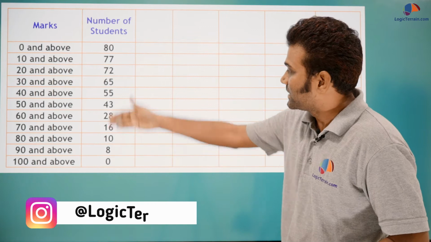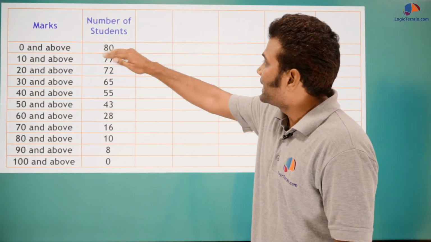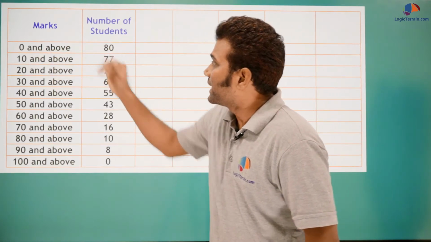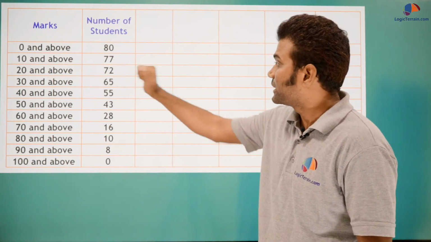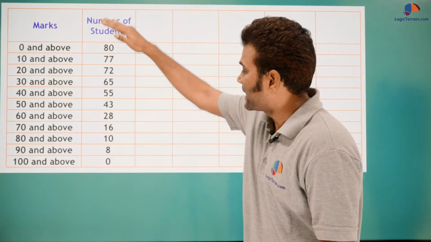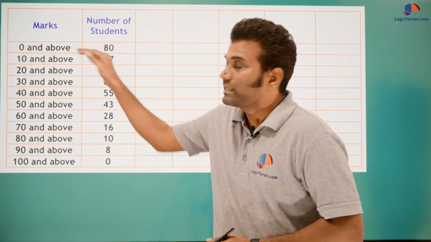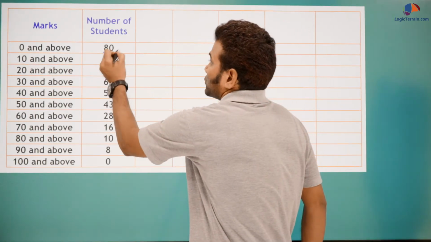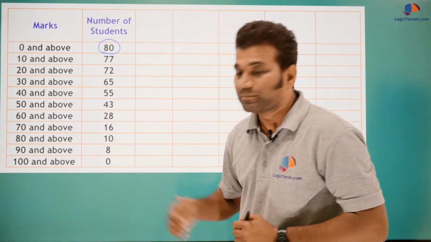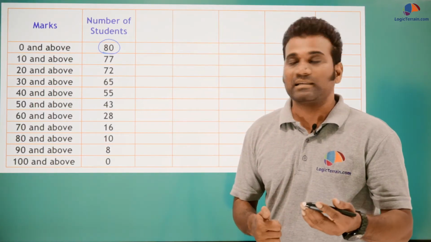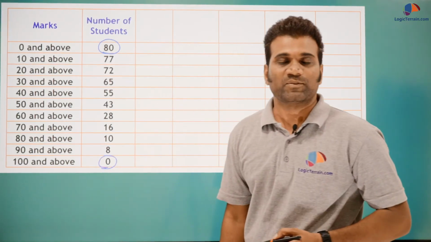Here number of students, these are cumulative frequencies and marks. You can see 80 students scored 0 and above marks, and 77 students scored 10 and above marks, and 72 students scored 20 and above marks, and so on. You can clearly see that 80 students scored 0 and above marks, which means these are total number of students, and 0 students scored 100 and above marks. If the total marks are 100, no students will get more than 100 marks. That is the reason why we got 0 here, right?